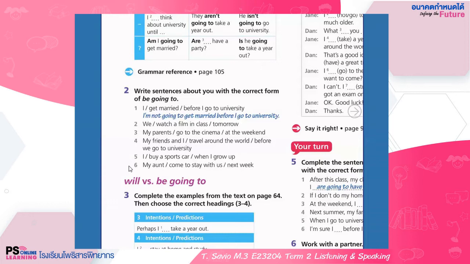6. The sections, my aunt come to stay with us next week. Affirmative form will be, my aunt is going to come to stay with us next week. And the negative form, my aunt isn't going to come to stay with us next week.